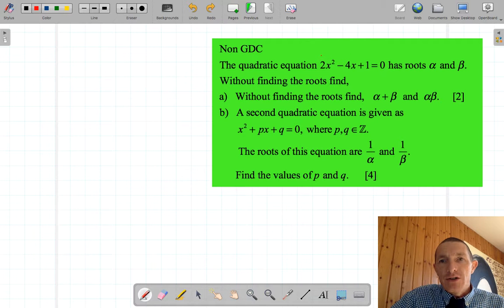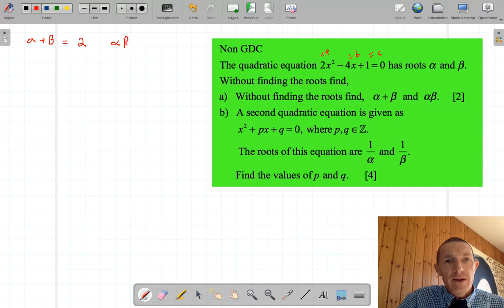Now, in my equation, this is A, not alpha, this is B, and this is C. And alpha plus beta is always minus B divided by A. So alpha plus beta, minus B, so that's minus minus 4, gives me 4, divided by A, which is 2, gives me 2. And alpha times beta, well, that's just going to be this one divided by this one. It's always C divided by A, so that's a half.